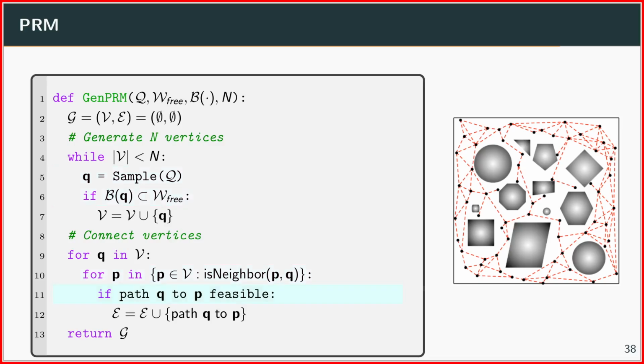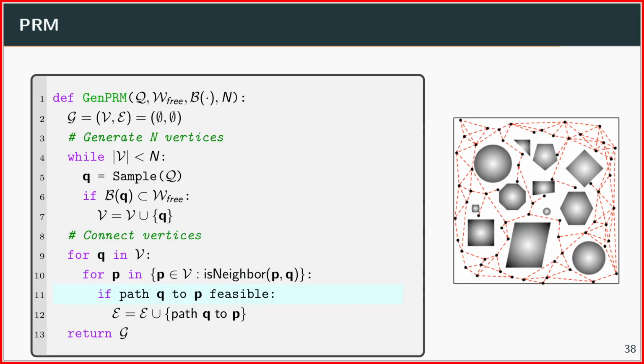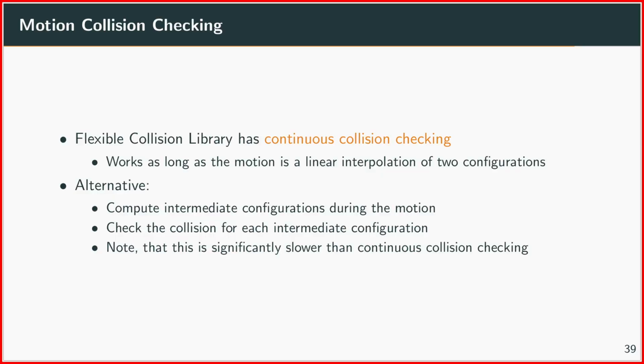And now I also want to look at a third computation, namely the one where we want to check if the path from Q to P is feasible. That is basically important to check if this edge here, for example, is in the free workspace. And we already saw how you can check collisions, I think in the second lecture, but I just want to revisit this again.